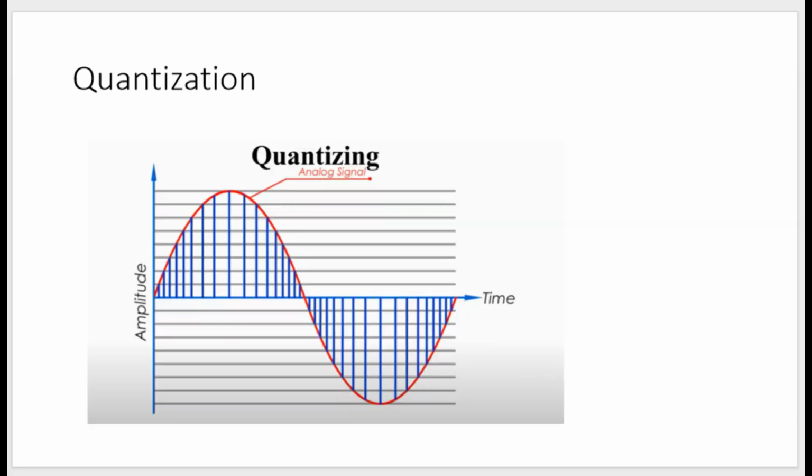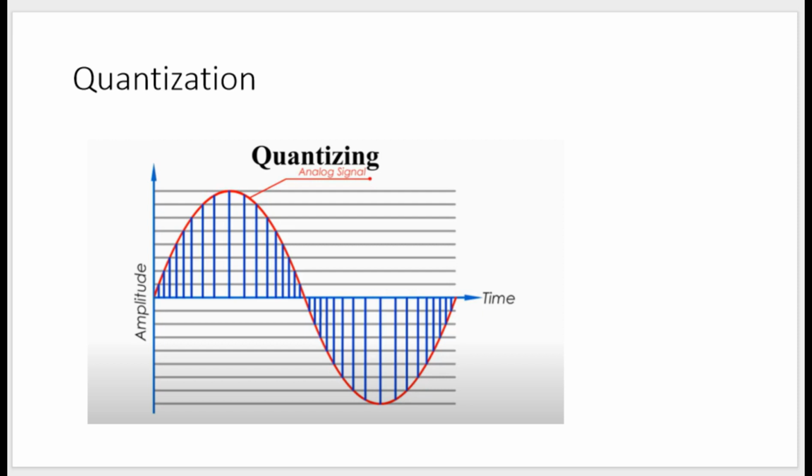Okay, let's explain the process. Sampling converts a time-varying signal into a discrete-time signal, a sequence of real numbers. However, we need to find a finite set of values that we can convert to binary numbers. The quantizing process exactly serves this purpose.